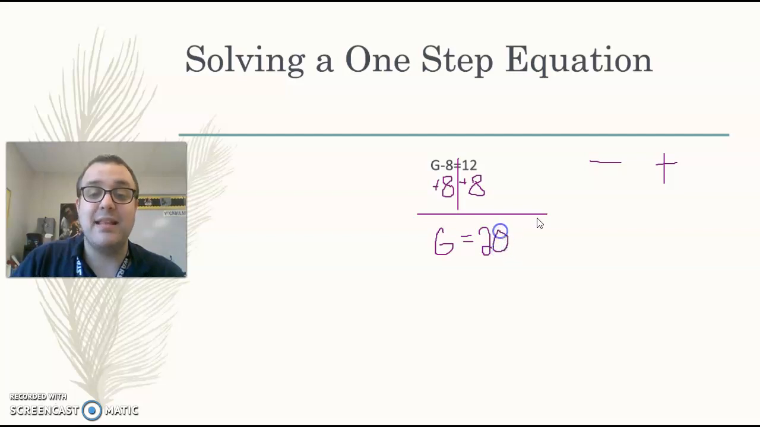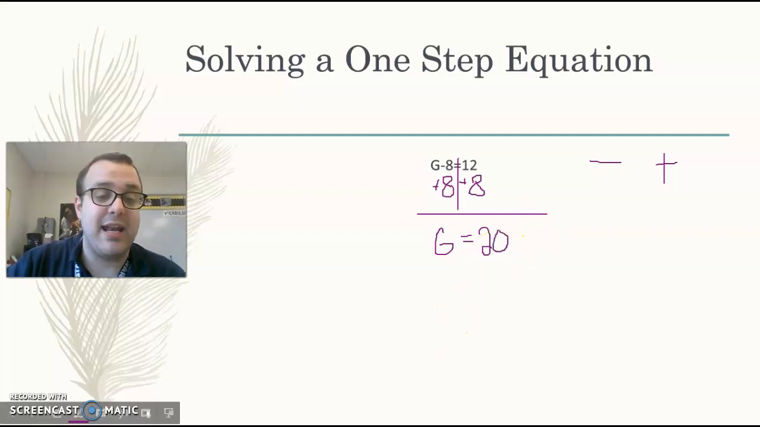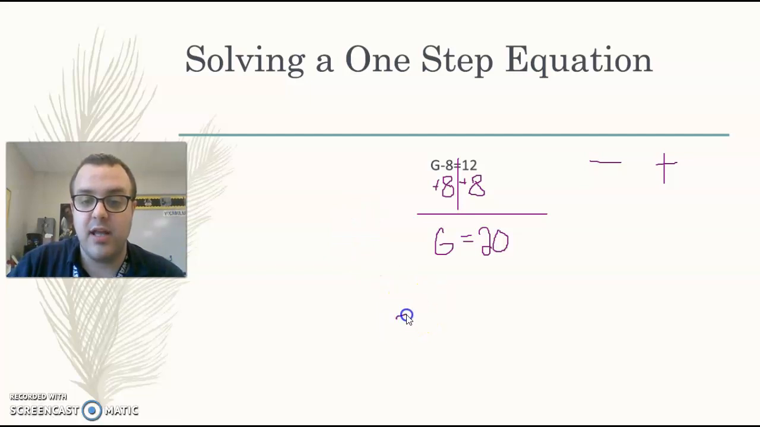And again, I'm not done until I check my answer. So I go ahead and I check it. In this case, I'm going to say, all right, well, let's see. If I have 20 minus 8, does that equal 12?